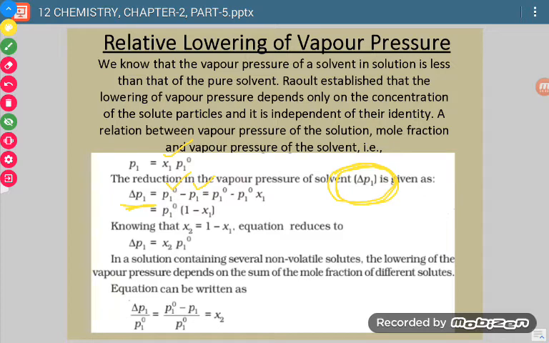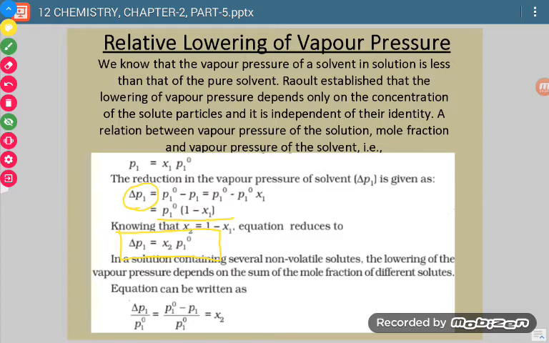When we solve it, we get lowering in vapor pressure equal to P1 naught times (1 minus x1). Now we know x1 plus x2 is equal to 1, so 1 minus x1 is equal to x2. So what we are getting is this relation: delta P1 is equal to x2 times P1 naught.